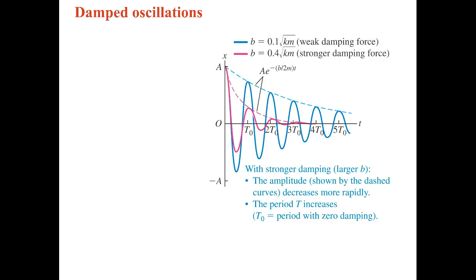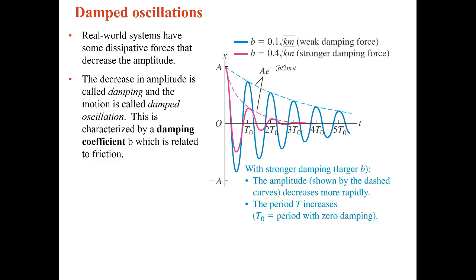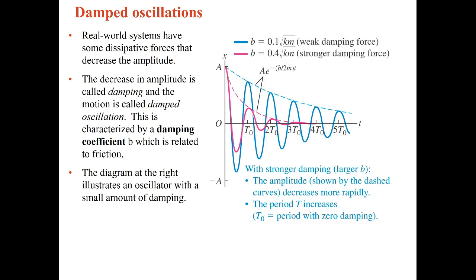So first of all, we want to introduce the idea of damped oscillation. In real life, systems are going to have dissipative forces, such as friction, that decrease the amplitude of vibration. This decrease in amplitude is called damping, and the motion is called damped oscillation. We characterize this by a damping coefficient, b, which is related to the amount of friction. So you can see in this diagram that we have illustrated an oscillator with a little bit of damping.